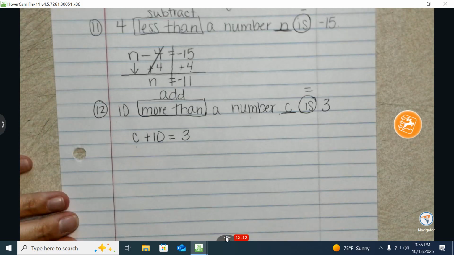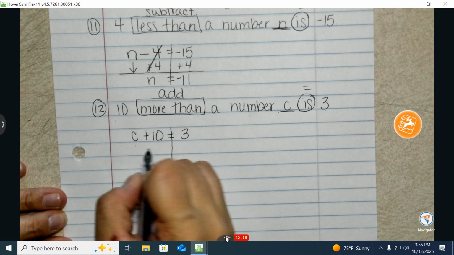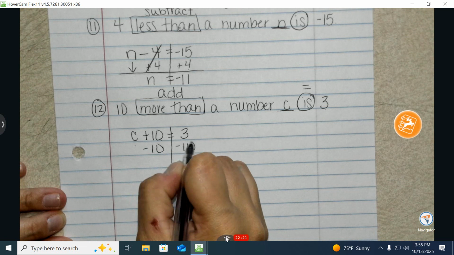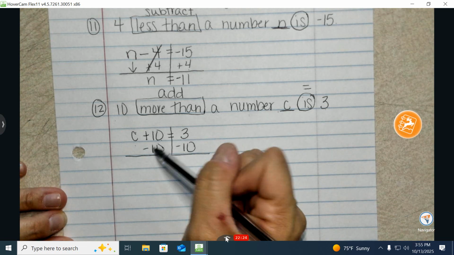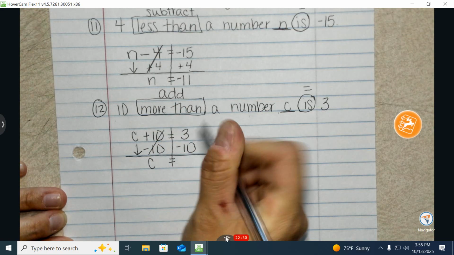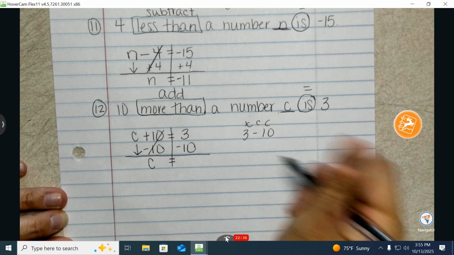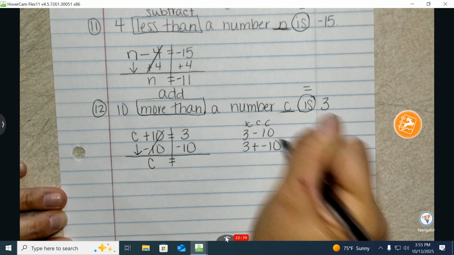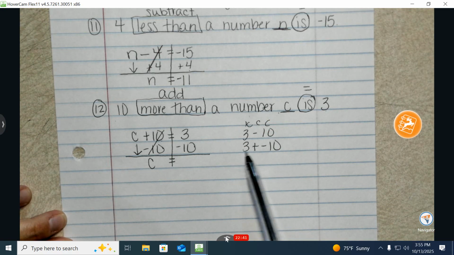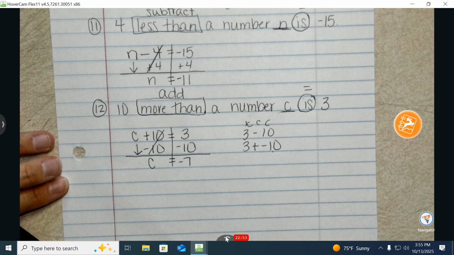And you're going to solve it. Draw your line to keep it nice and neat. The inverse of plus 10 is minus 10. 10 minus 10 is 0. It cancels out. Drop down your c, equals 3 minus 10. That's keep, change, change. So it's 3 plus negative 10. They're adding, but they're not the same sign, so you subtract. So 10 minus 3 is 7. And then the 10 has a larger absolute value, so it is negative 7.